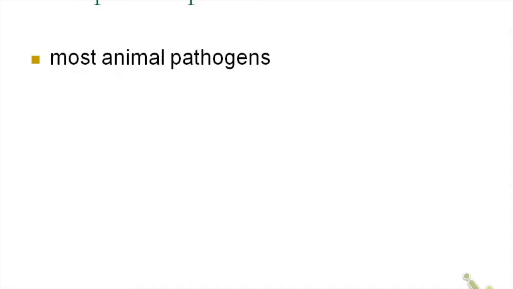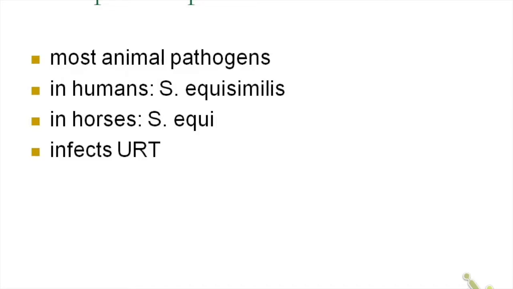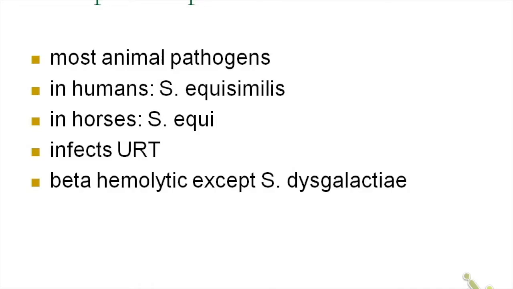Group C streptococci mostly are animal pathogens. In humans, the representative organism is equisimilis, but in horses, these are the equi. Most of the time, they infect the upper respiratory tract. All of them are beta hemolytic except for Streptococcus agalactiae.